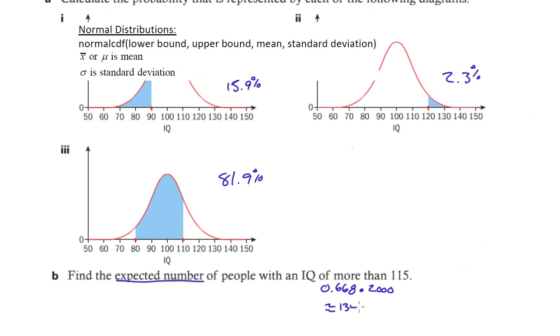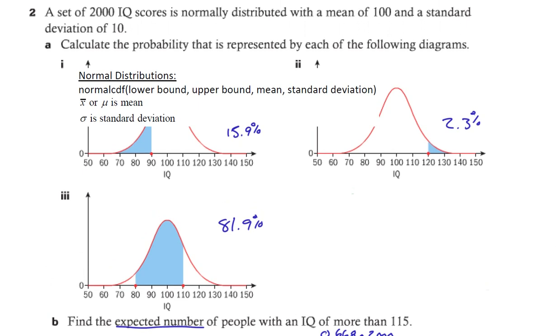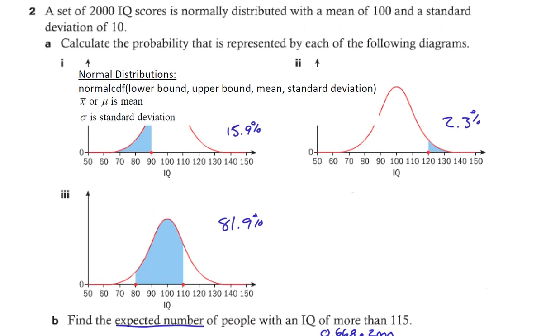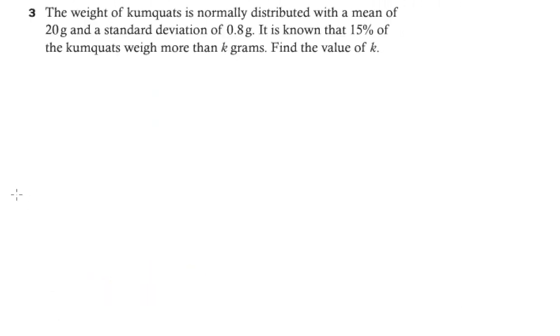About 134 people should have an IQ of more than 115 of the 2,000, right? Because isn't that what we started with? Yeah. 2,000 IQ scores. All right. Let's move on to number 3.